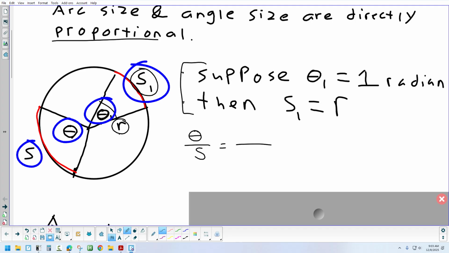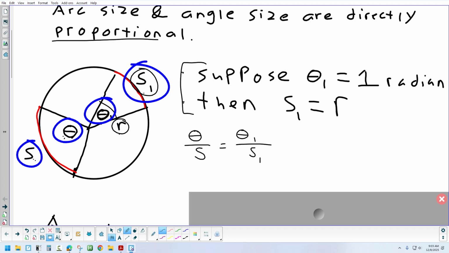Would it be 1 over arc? Can you fill it in with those things circled in blue? So 1 radian would be the numerator. So it either has to be this, this, or that. Those are your 4 choices. Right. And I wouldn't pick this or that because we already used them. So then S1 would be in the denominator, and theta 1 would be your numerator. So that's a proportion that you could set up that would correctly relate angle size and arc size.